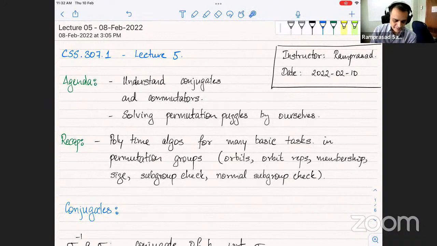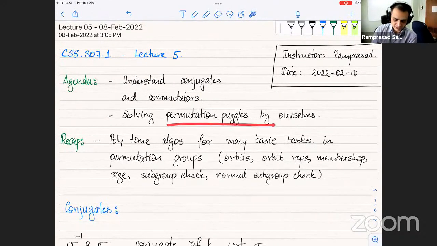So today, I'll tell you about two concepts which are called conjugates and commutators. Both of them in themselves are actually very simple. These are things that you likely have seen in other contexts also, but these two alone, in my opinion, are more or less enough to solve most permutation puzzles.